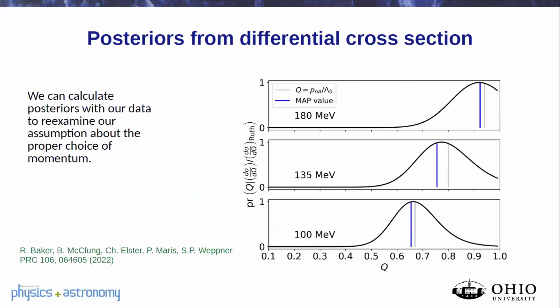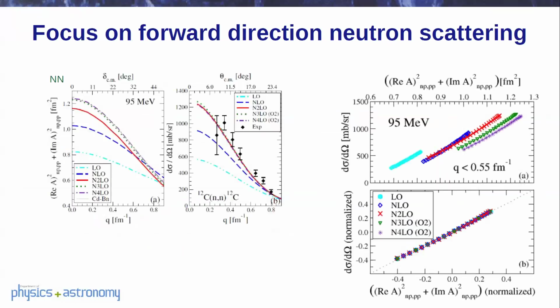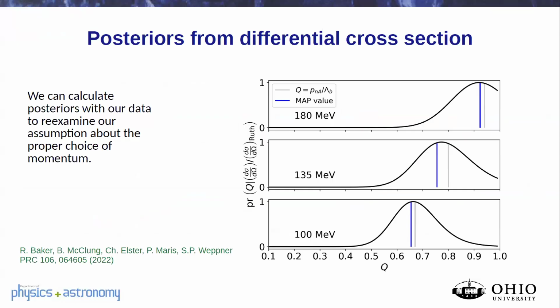We also looked at the posteriors, and the value and the MAP value are kind of reasonable. So that actually tests if your momentum choice is reasonable. So we got that one out. And so we left it with that.